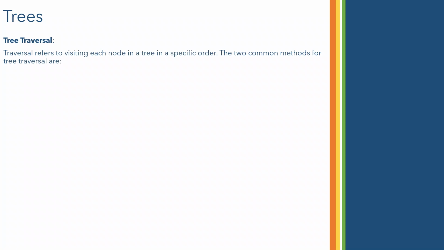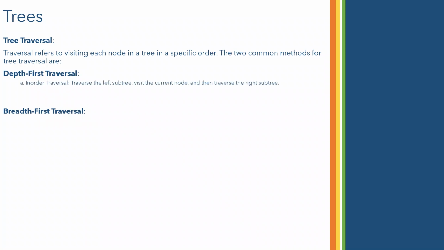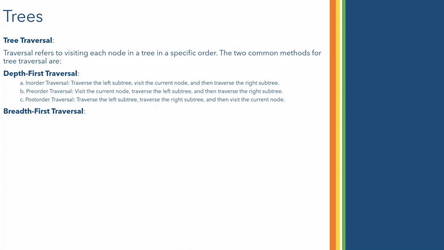Tree traversals. Traversal refers to visiting each node in a tree in a specific order. There are two common methods we can use. One is depth-first traversal, and the second is breadth-first traversal. Using depth-first traversal, there are in-order traversal, pre-order traversal, and post-order traversal.